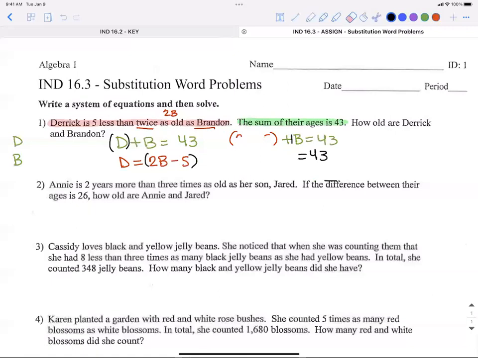The answer is 3, right? So I have 3 B's. So I'm going to write 3B minus 5. I'm just simply simplifying the left-hand side. Now that I have it simplified, I'm ready to actually start doing some algebra.